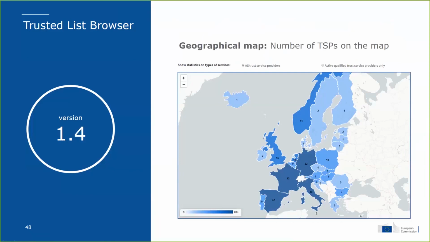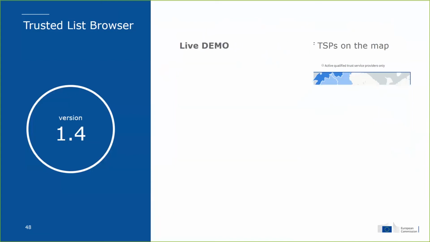Okay, so for this version of TL Browser, not many things have been added. The only thing that has been added is that now on the geographical map, you have the number of TSPs displayed, because we really think it was missing. Anyone wanting to do a screenshot to give a global overview of the trust backbone in Europe wanted these figures. So now, if you want a general overview, you can do something as simple as a screenshot of the tool.